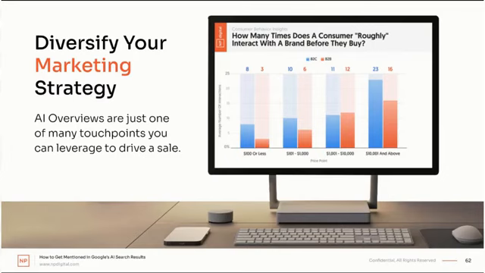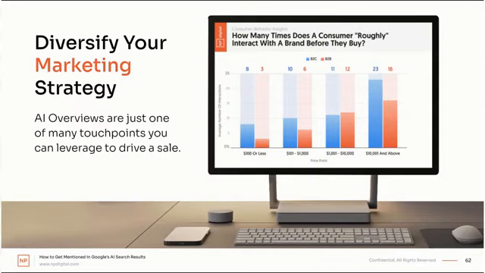Another thing that's really important to keep in mind, and people forget this, it doesn't matter if it's AI overviews or social media, the more people that interact with your brand, the more likely they are to purchase from you. So we did a study to figure out how many times a consumer roughly needs to interact with the brand before they buy. And the reason I say roughly is it's not exact science. When you're surveying, some people just tend to forget and their responses aren't 100% accurate.